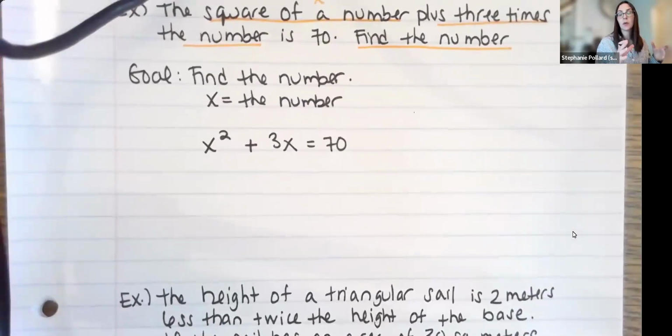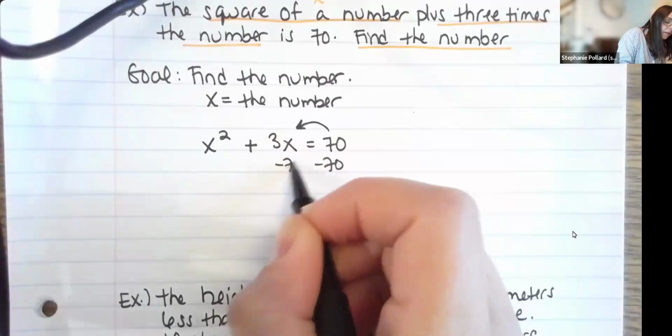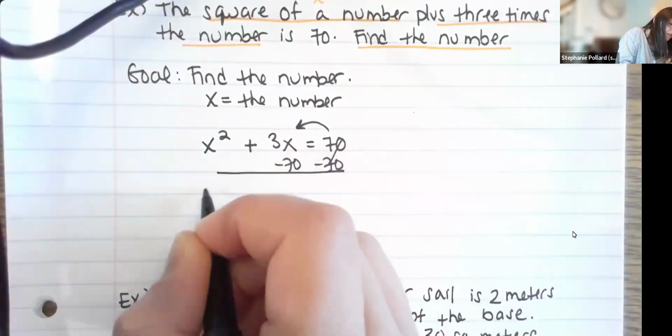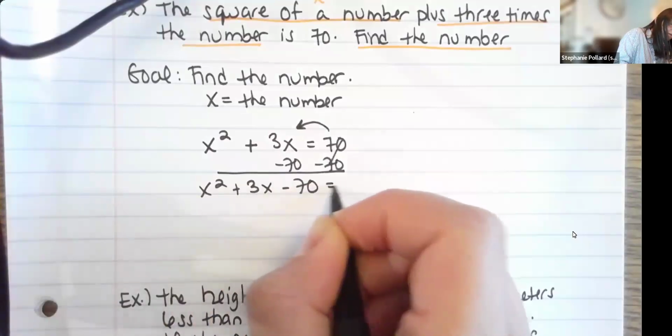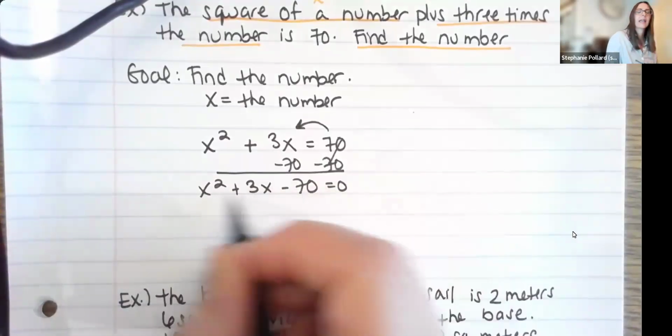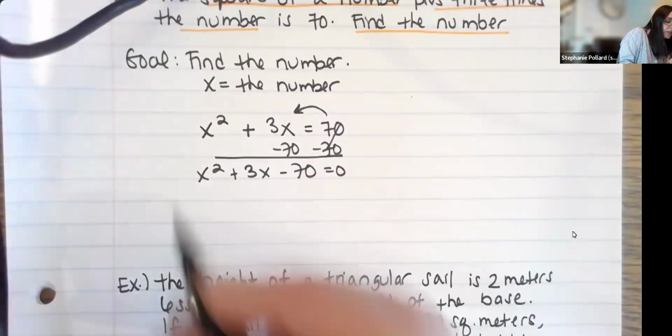Now, for our purposes for quadratics, we're going to try factoring. So we're going to bring this 70 to the other side, and I have x squared plus 3x minus 70 equals 0. I don't see anything I can factor out overall. There's no common factor here. So I'm just going to have to start by factoring.